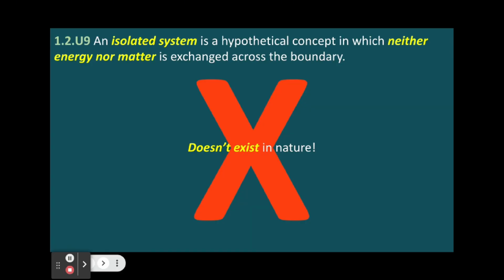An isolated system is a hypothetical concept in which neither energy nor matter is exchanged across its boundary with its environment. For example, an ideal thermal flask is an isolated system because it does not receive or release any energy or matter from or to the outside. However, isolated systems do not exist in nature. They only exist in extremely tightly controlled laboratory environments.